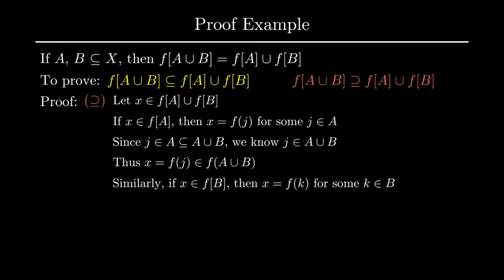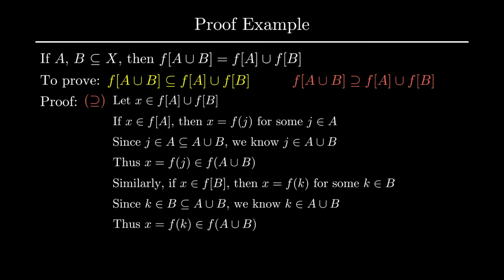Similarly, if y is in f(B), we know that y = f(k) for some k in B. Since k is in B and B is a subset of A ∪ B, we know that k is in A ∪ B. Thus, y = f(k), which is in f(A ∪ B), so y is in f(A ∪ B). No matter if y is in f(A) or y is in f(B), we get y is in f(A ∪ B). At the beginning of the backward direction, we let y be in f(A) ∪ f(B), and now we have proved that y is in f(A ∪ B).